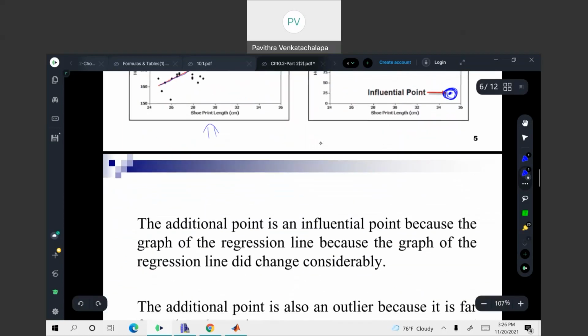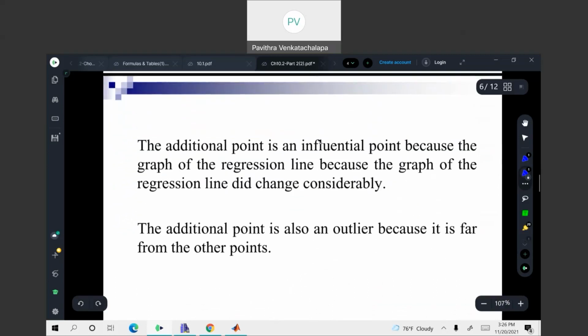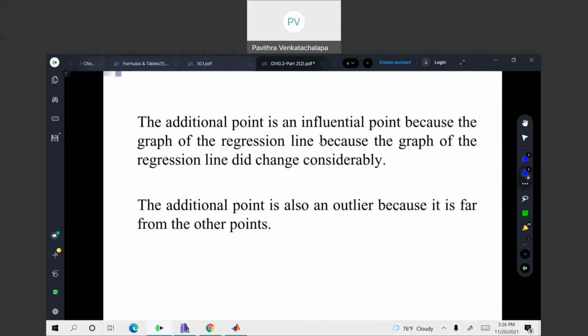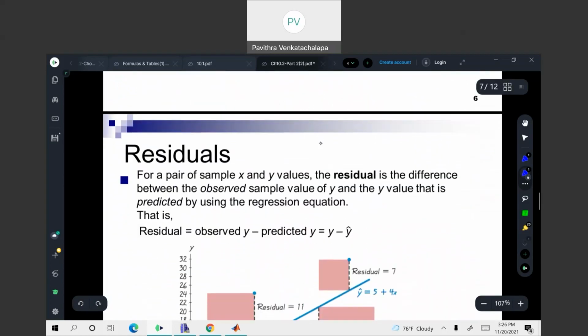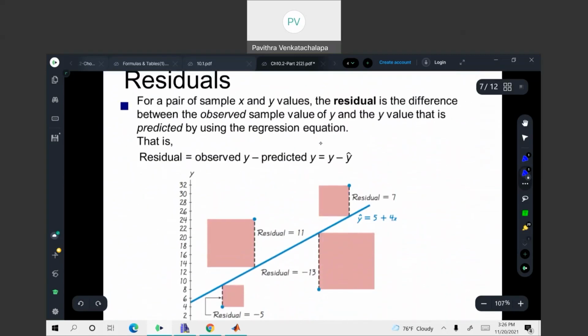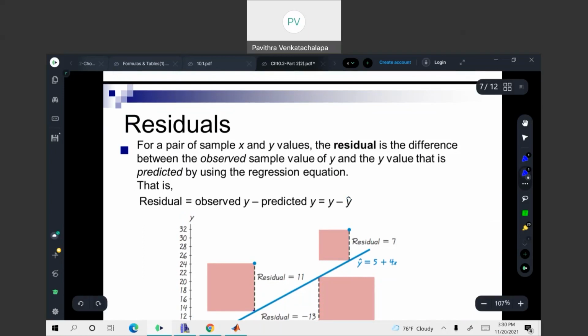Okay, now residuals. So what are residuals? Now you have a pair of values, that is x and y. So your residual is the difference between the observed value and the predicted value. So it is more often like your exact answer and the answer you are going to find.